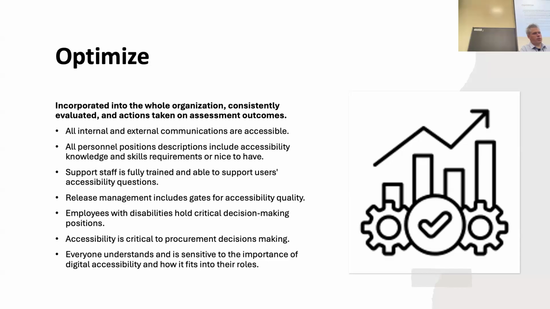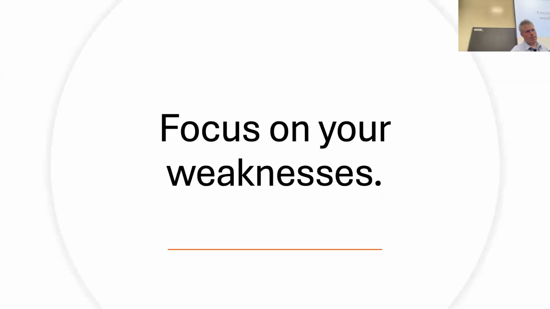Employees with disabilities hold critical decision-making positions. Accessibility is critical to procurement. Maybe before, you were asking, do you have accessibility documentation for your tool or your product? Now you're actually saying, no, we won't take you on. And accessibility is understood throughout the organization as a priority. So this is the optimized stage of accessibility maturity. This is probably going to be hard to get to, and this is going to happen after you've taken some time.